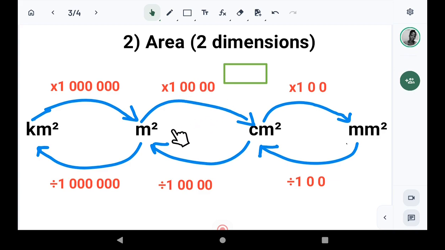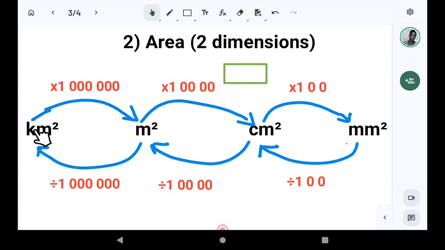Same with kilometers. If you're converting from square kilometers to square meters, you no longer multiply by just 1,000, but you multiply by 1 and double the number of zeros. So it will be a total of 6 zeros instead of just 3 zeros. So you double the number of zeros that you work with. 2 dimensions, double the number of zeros.